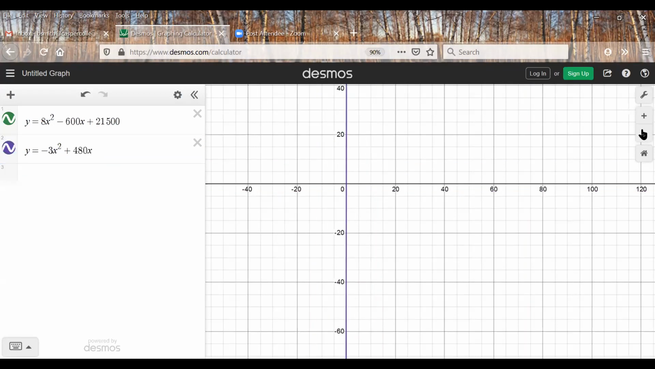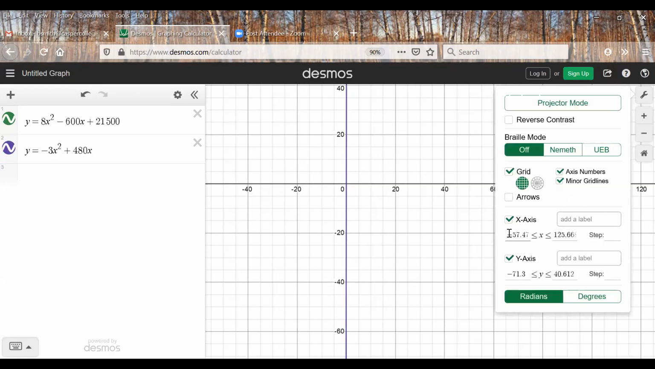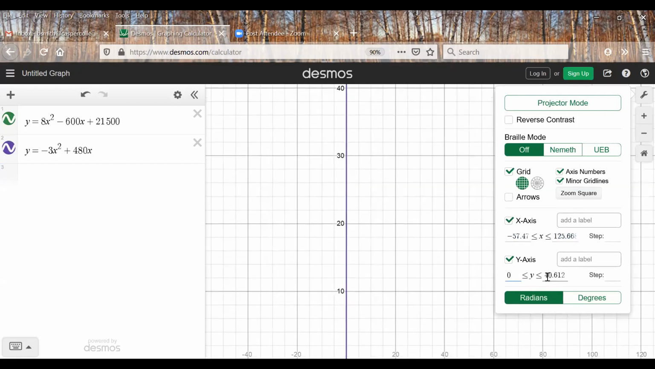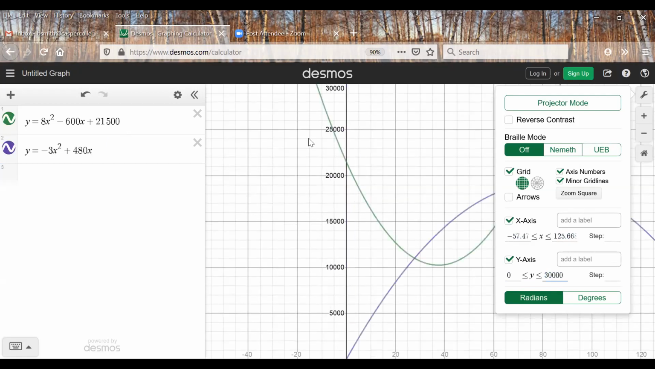Now, what do we know? It looks like they're all above, so we're going to have to change our axes here. It's the y-axis that we really want to do. So let's start at 0, and we're going to have to go at least to 21,500. So maybe let's go to 30,000. All right.